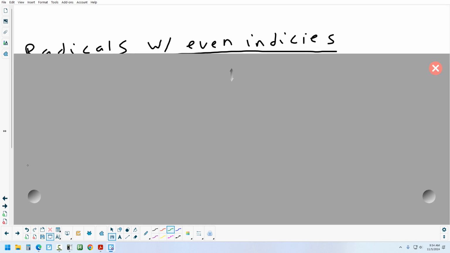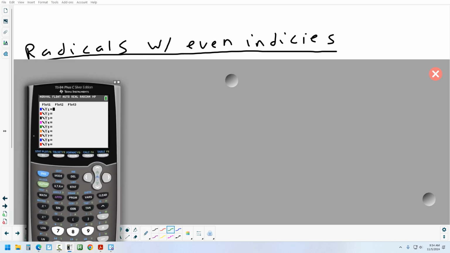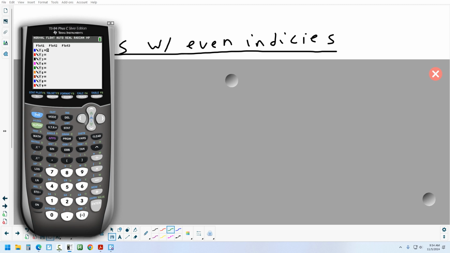So let's graph a couple even roots just so you can see what they look like. I'm going to do a square root, a 4th root, and a 6th root, all on the same graph. So let's do square root of x. Let's do 4th root of x. And let's do 6th root of x. All even roots have kind of the same look to them.